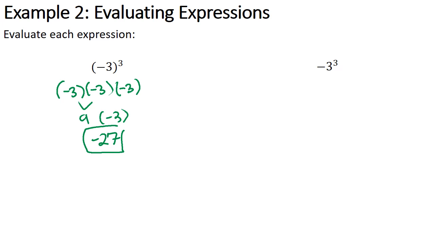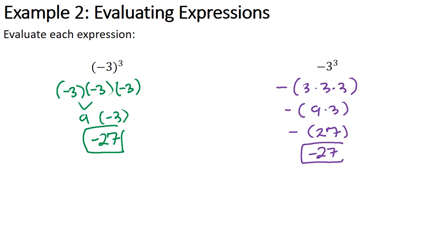And in this case over here again, as we rewrite this, this is going to be a negative out front, and then 3 times 3 times 3. And as we see this, that means we're going to end up with a negative. 3 times 3 is 9, times 3, so that's going to be a negative 27. And then we're ending up with a negative 27 as our final answer.